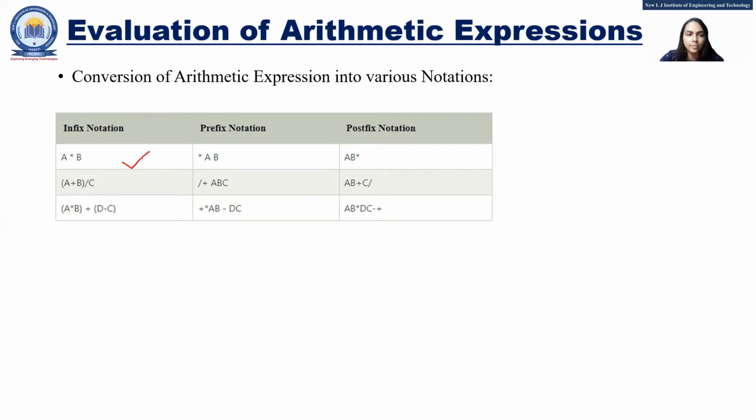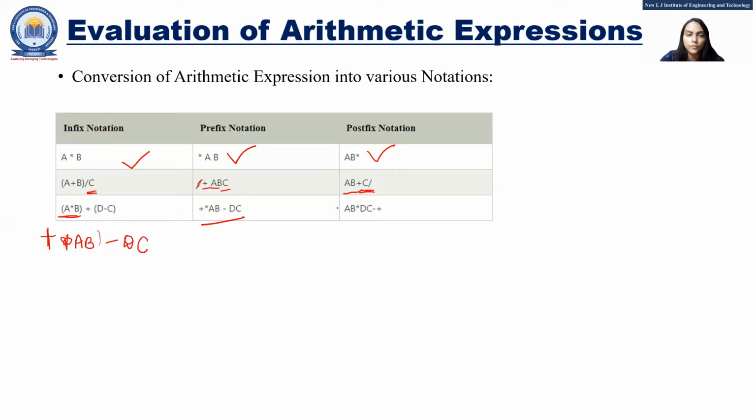So it is A star B: prefix is star AB and postfix is AB star. A plus B slash C, that is B divided by C: prefix would be plus A, then slash BC, so plus A slash BC. Then this is A star B, then D minus C, and the plus between both of these comes first in prefix. So we will understand how we can convert infix into prefix and postfix.